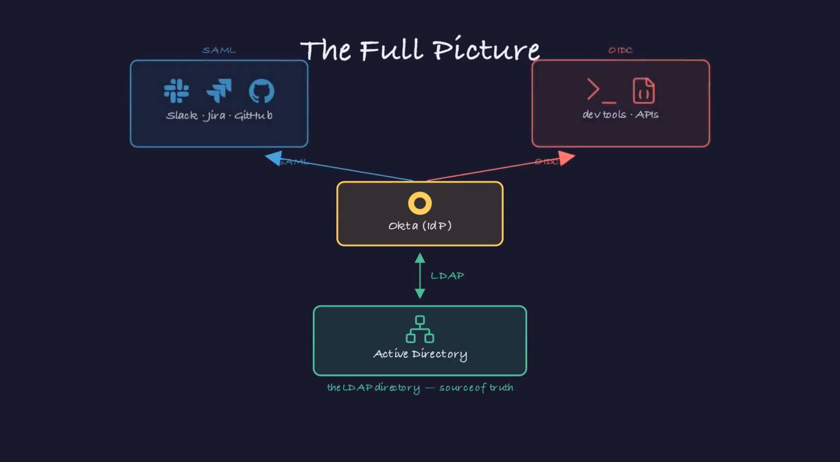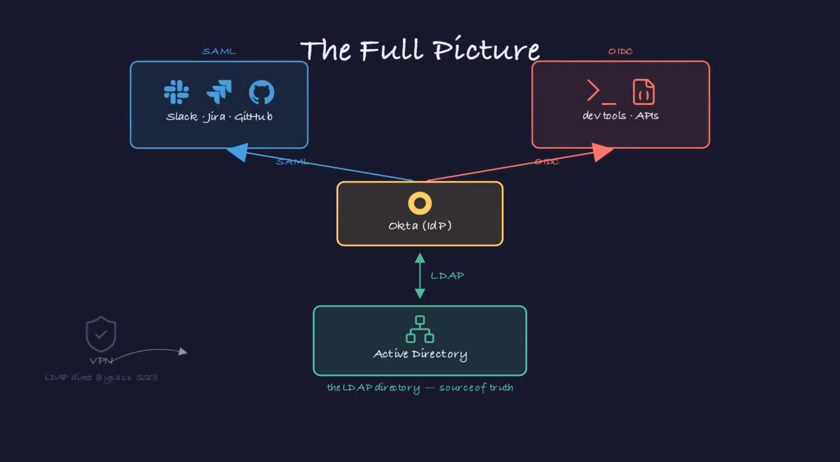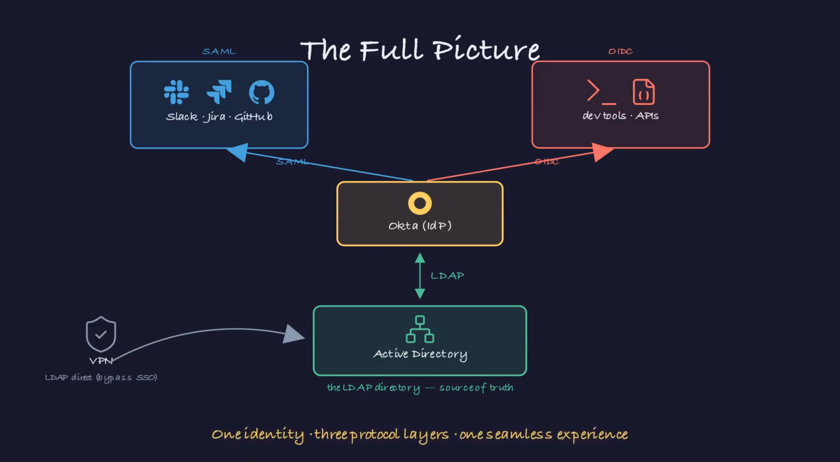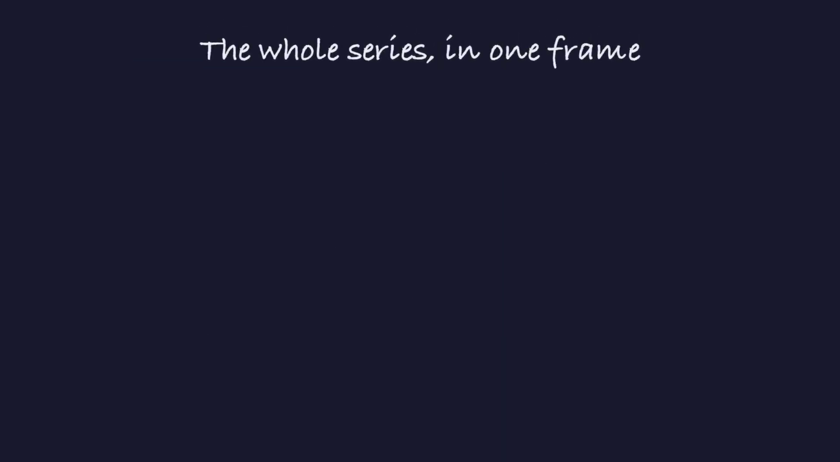Web apps, Slack, Jira, GitHub are SAML service providers in Okta. Developer tools and APIs use OIDC, getting ID and access tokens. And the VPN skips SSO entirely, authenticating straight against Active Directory over LDAP. One identity, 3 protocol layers, one seamless experience. So the full picture, all 4 together.